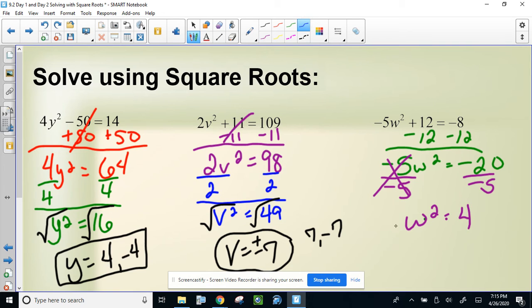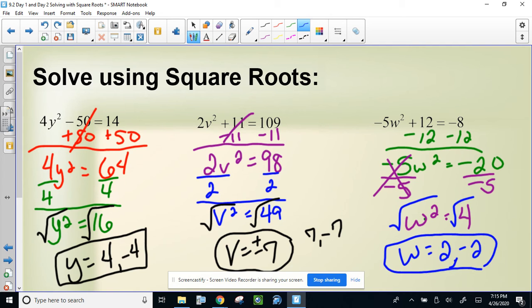And then I can square root to undo the exponent. And so that would give me 2 or negative 2. And there's my two possible solutions. Okay, we get two answers to a square root problem. And that's partly because our exponent is a square. The only time we would get one answer is if the answer is 0, because the square root of 0 is 0.